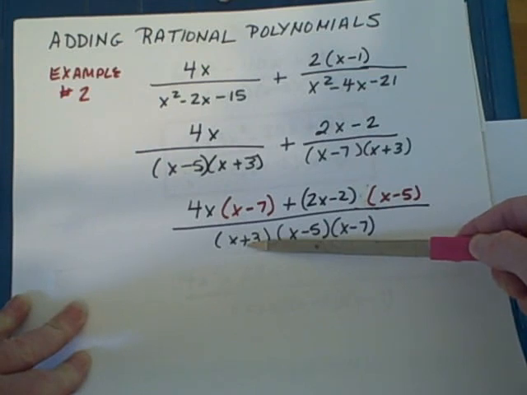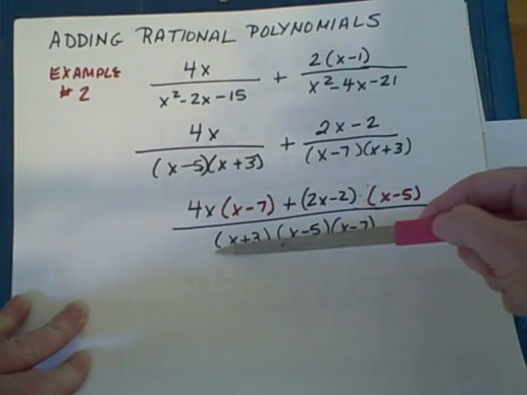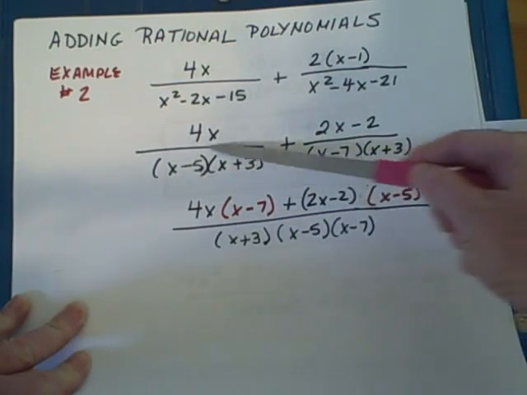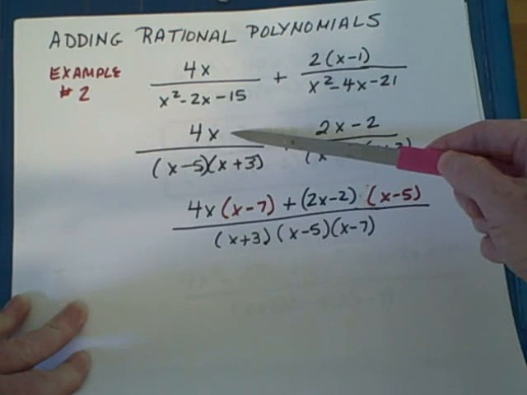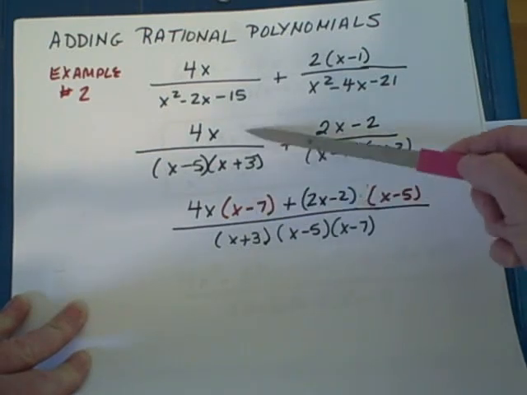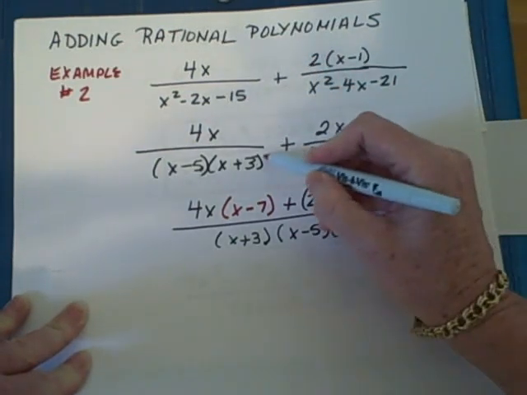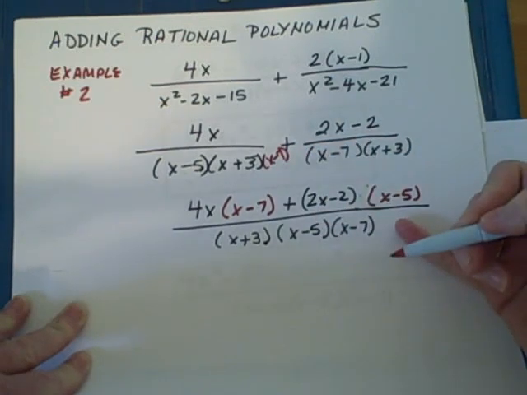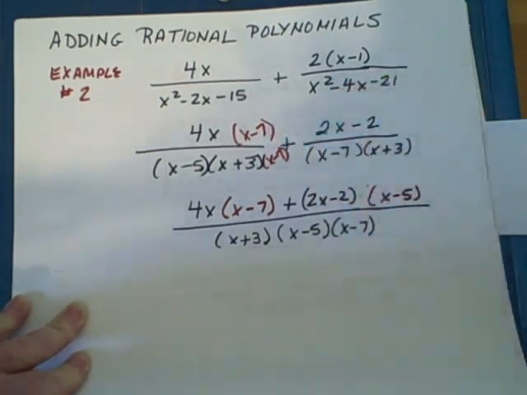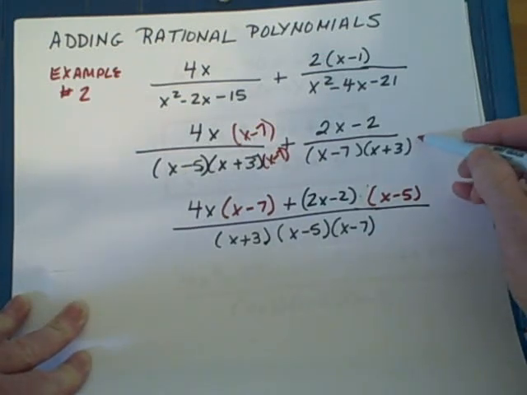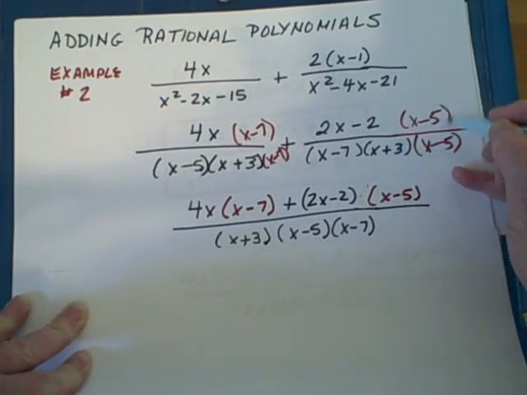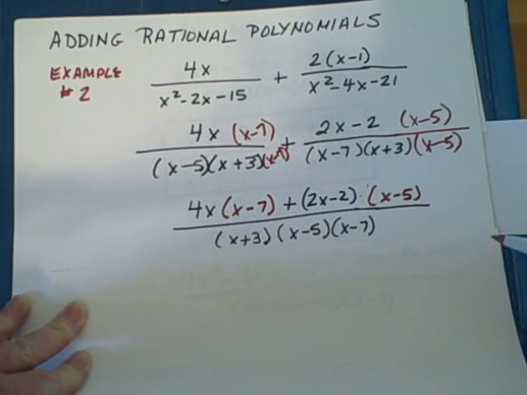And so therefore, what am I missing from here that I have down here? Well, this denominator is missing an x minus 7. So I have to put one up here. That's why this x minus 7 is here. I put it here and here. So I have an x minus 7 here to make this look the same. Therefore, I have to put an x minus 7 up here. In this one, I'm missing an x minus 5 in the denominator. So I have to put an x minus 5 in this numerator. Notice I'm not changing the number. I'm multiplying by x minus 5 over x minus 5, which is simply 1.